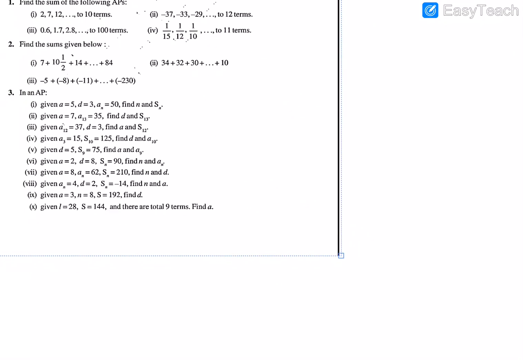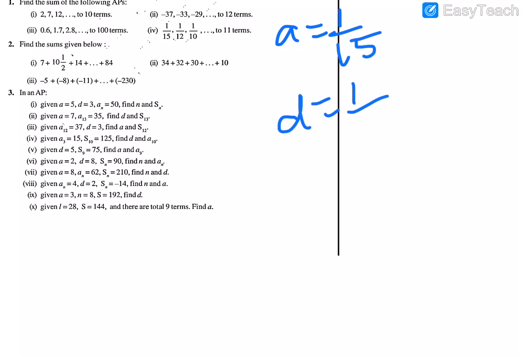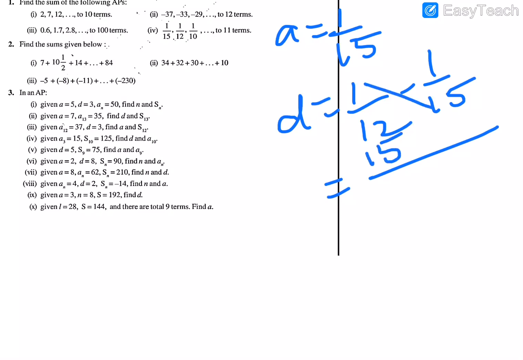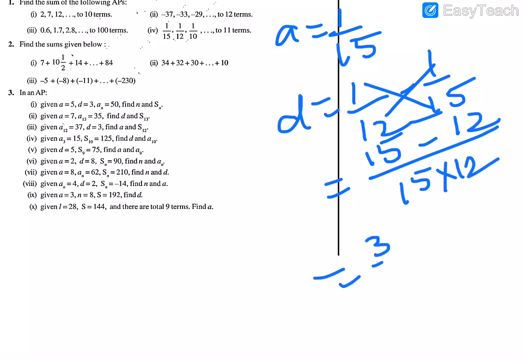So the fourth one: a is equal to 1 by 15, d is equal to the second term minus the first term, 1 by 12 minus 1 by 15. Once you do the LCM, what is the LCM of 12 and 15? Either you can do it that way or we will do it directly. So by the direct method, 15 into 1, 15, minus 12 into 1, 12, by 15 into 12. 15 minus 12, 3 by 15 into 12, 3 fours are 12, so 1 by 60.